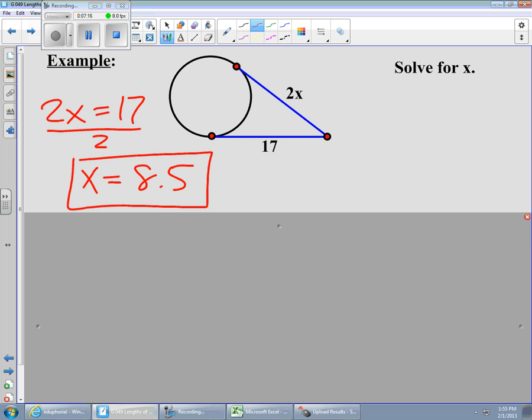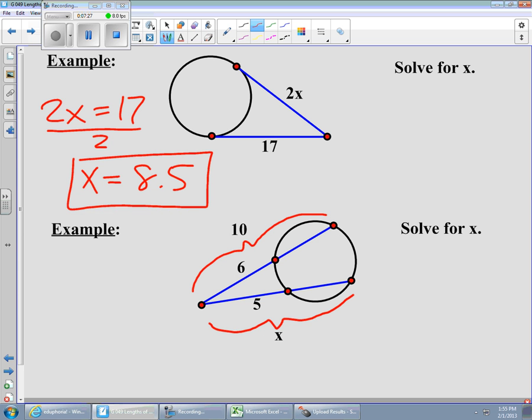Some of y'all got a little weirded out yesterday because decimals showed up on that worksheet. Well, get over it. There's going to be decimal points in answers sometimes. That's just life. Let's look at one that's a little bit more involved.